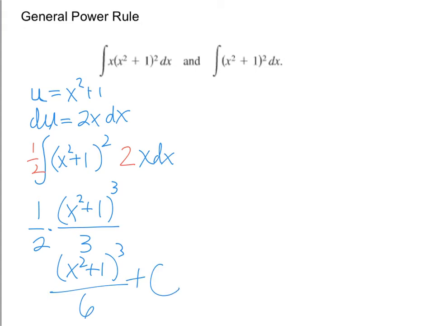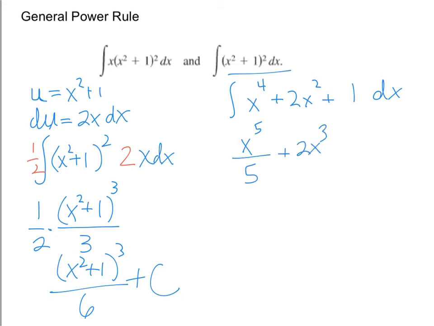Right, now, u substitution won't work on this one. But I could just multiply it out, right? And then I would get x to the fourth plus 2x squared plus 1 dx, and then integrate separately. So x to the fifth over 5 plus 2x to the third over 3 plus x plus c, and I'd have it. So I don't always need u substitution, but when it works, it makes things a lot easier.